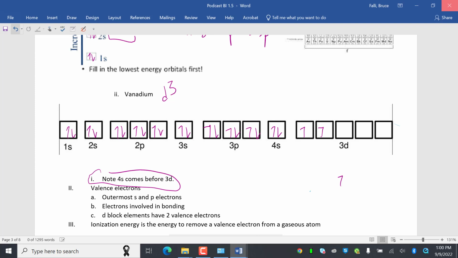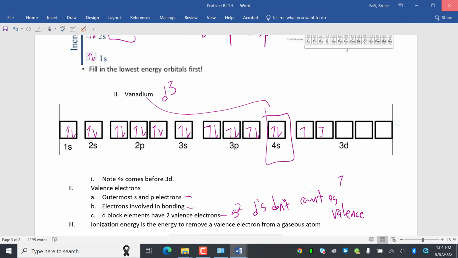And then I'm going to talk about valence electrons, and then we'll stop. So the valence electrons are the outermost s and p electrons. The valence electrons are electrons involved in bonding. And the d block elements have 2 valence electrons. Those would be the s2. d's don't count as valence. So your valence electrons are your outermost s and p's. So for example, on vanadium, I would have 2 valence electrons.